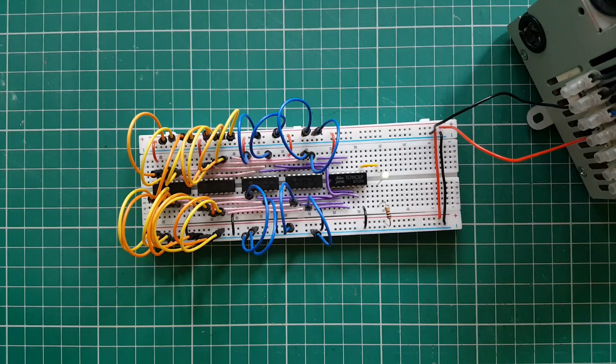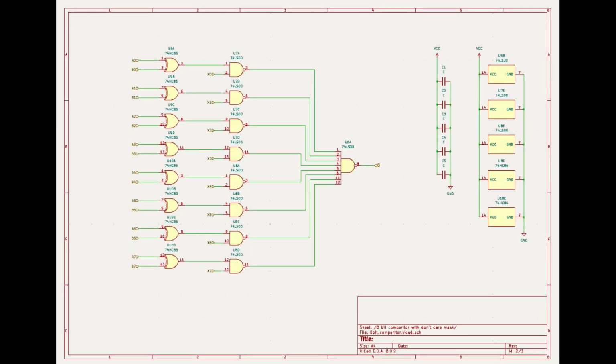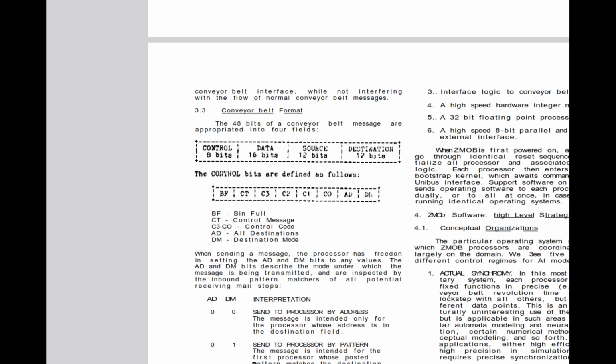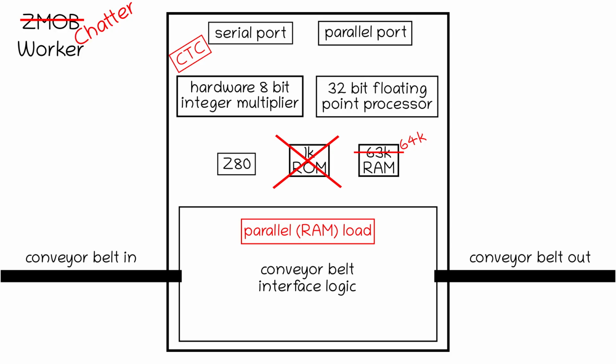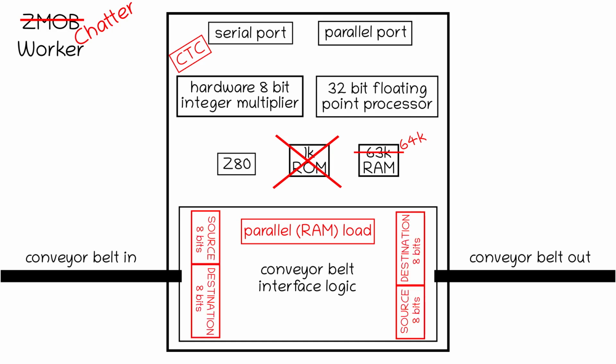Except we don't. Now, the astute amongst you will have noticed that our pattern matcher only does 8 bits. And the ZMOB has 12-bit addressing. So what are we going to do? Well, the chatter is only going to use 8-bit addressing. Because really, I think 256 Z80s is probably enough. I mean, I definitely ain't paying for 4,000, so I think we'll just stick to 8 bits.